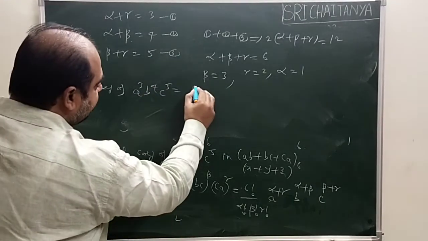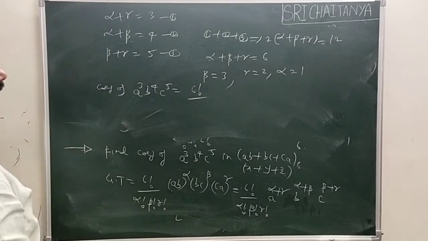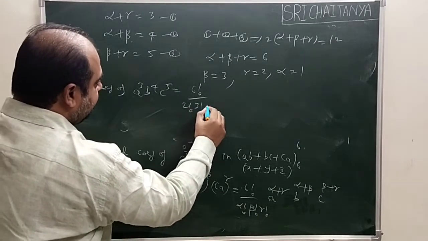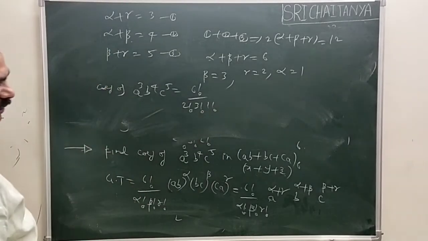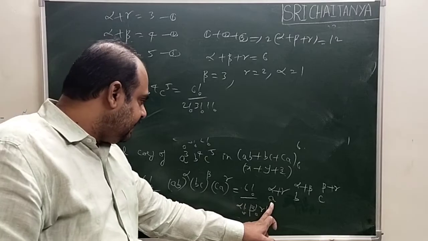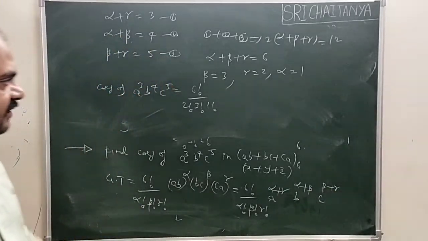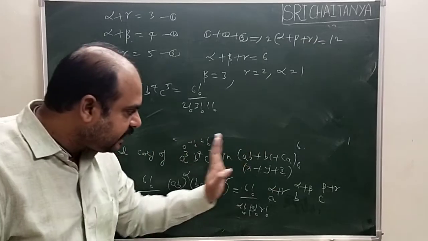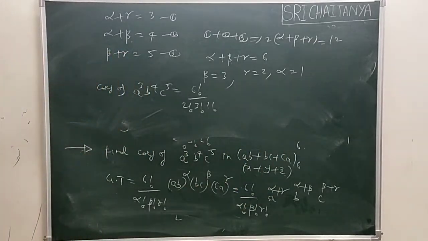It equals 6 factorial divided by alpha factorial, beta factorial, gamma factorial. That's it. The remaining you will get what? a cube, b power 4, c power 5. That coefficient means the constant you have to write. So like that, this is how to use the trinomial theorem.